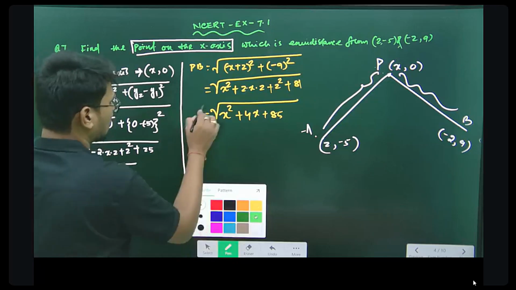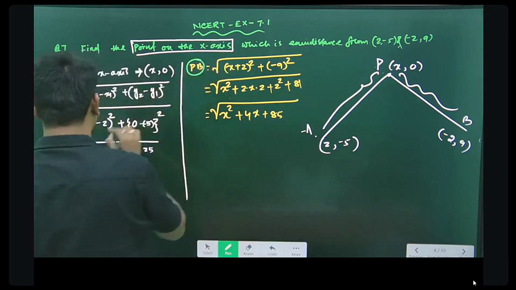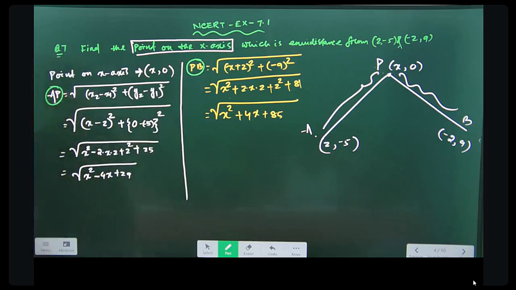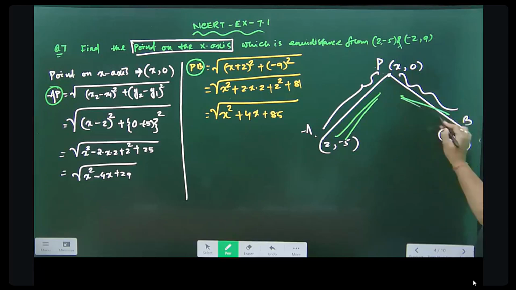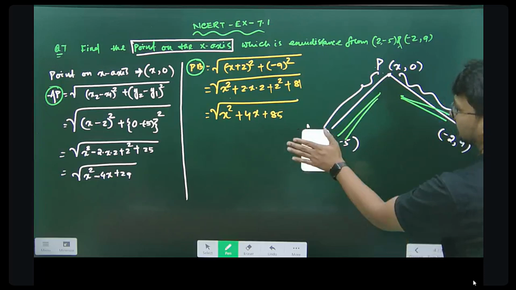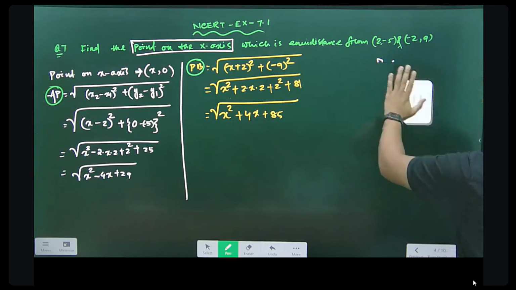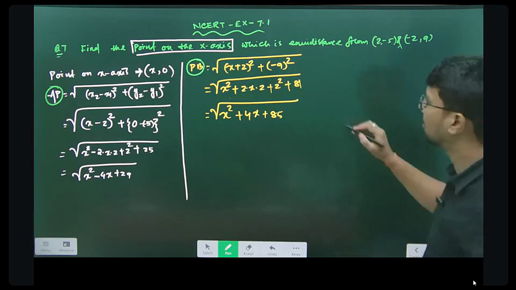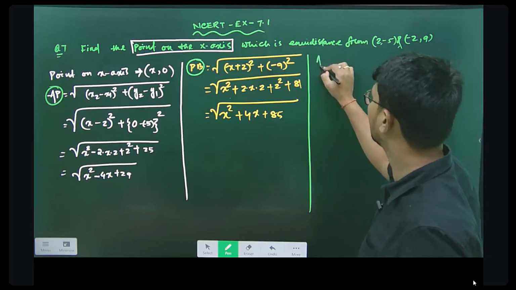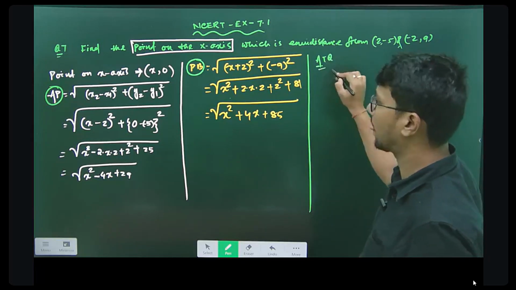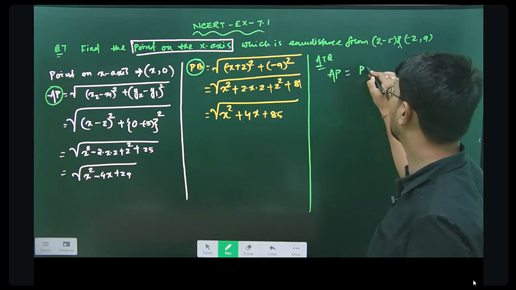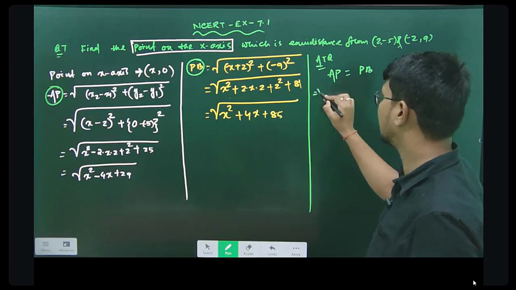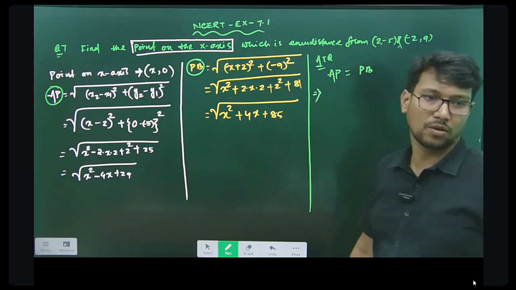But क्वेश्चन क्या बोल रहा है बच्चों? PB इक्वल्स टू AP. ये दोनों इक्वल है कि नहीं? बोलो. So what we can write now? According to question, AP equals to PB. Yes or no?